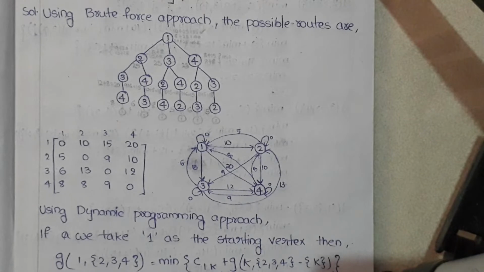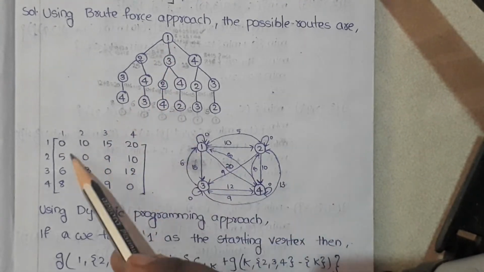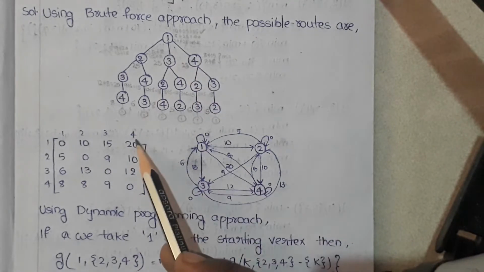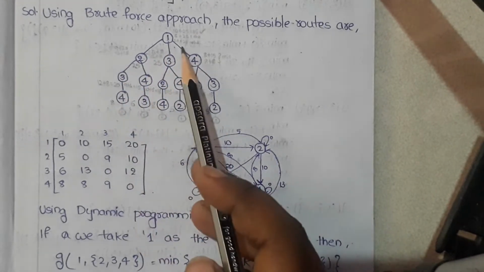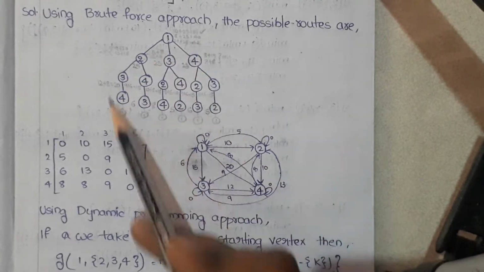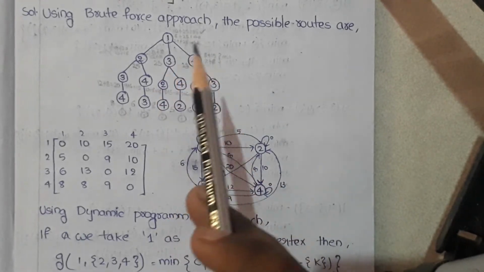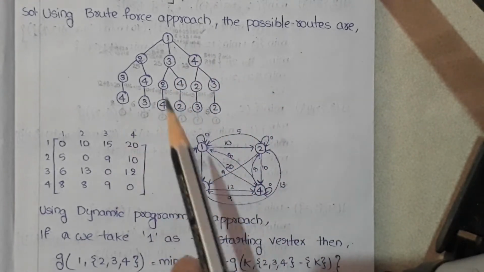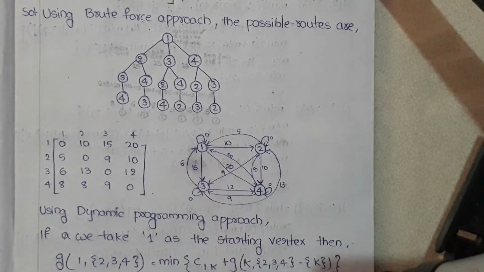And finally, for the last step, 1 to 2 is 10, 1 to 3 is 15, 1 to 4 is 20. So after adding this total path, we can get the minimum as 35. So the solution for this whole problem is 35. 35 is the optimum path. This is the solution we get using the brute force approach. The same solution we get using the dynamic programming approach.